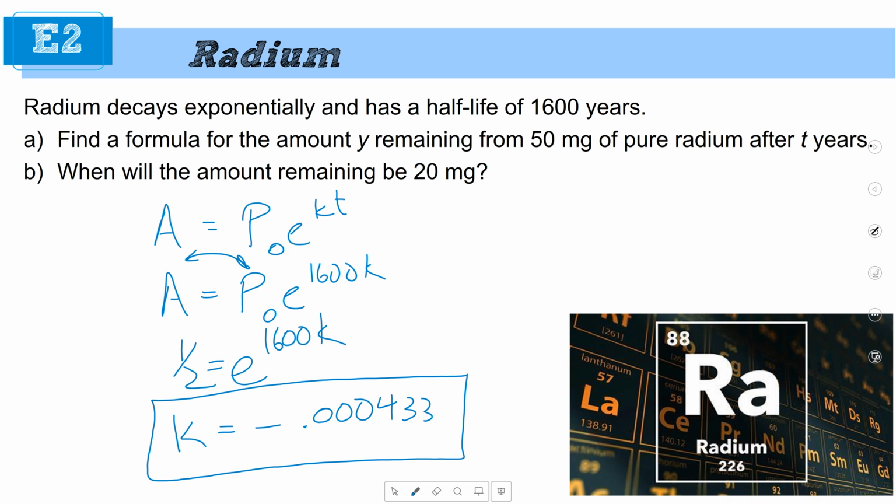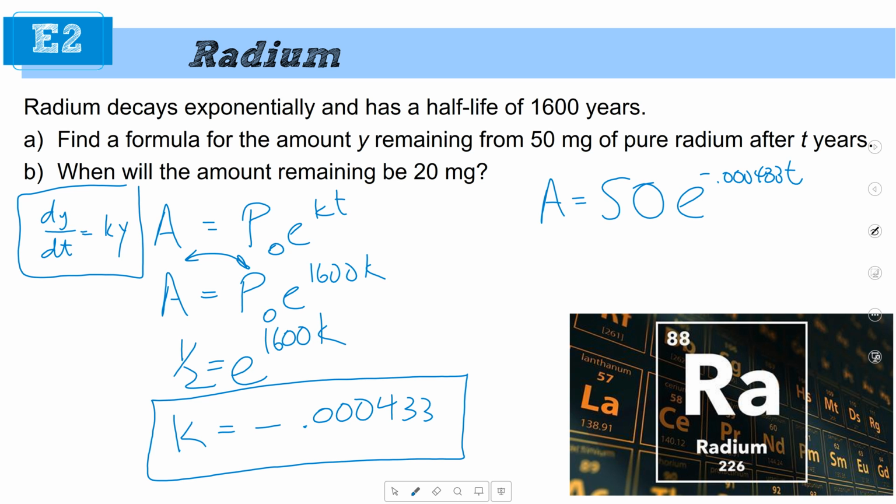Find a formula for the amount Y remaining after 50 milligrams of pure radium after T years. Okay, well, that's easy. A is equal to 50 times e to the negative 0.123433T. Good. And again, in calculus, if we were doing this, we would do something like dy/dt is equal to ky, and go and solve that. But I didn't want to do this. I just wanted to get right into the Pert equation to talk about half-life.